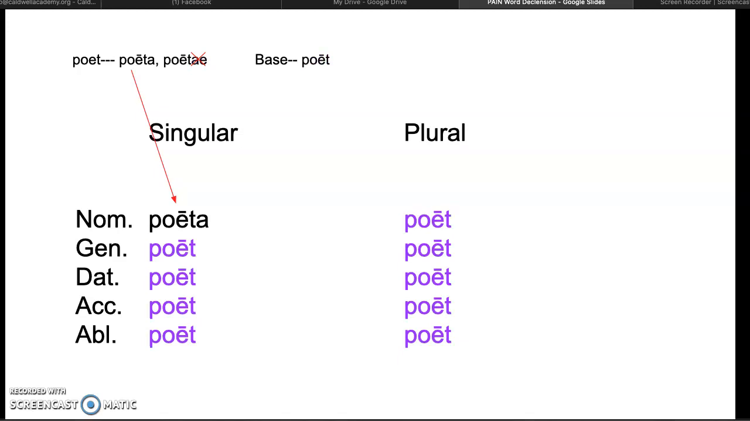We then take our base and we fill out the rest of our chart. Poet, poet, poet, poet, and then in the plural, poet, poet, poet, poet, and my personal favorite, poet. And then lastly, we have to add our endings.